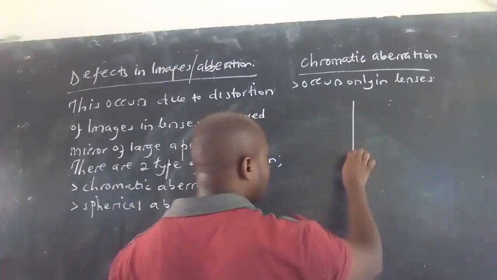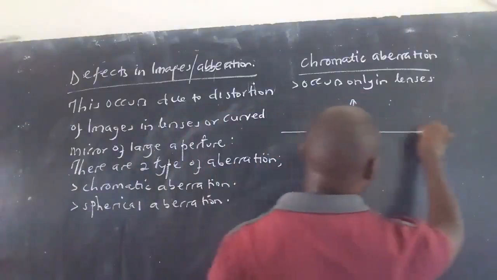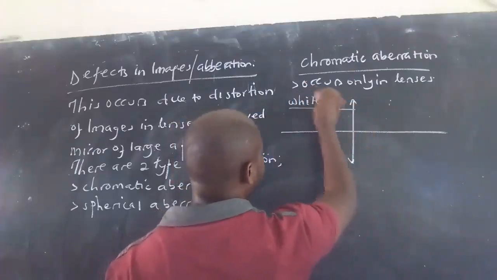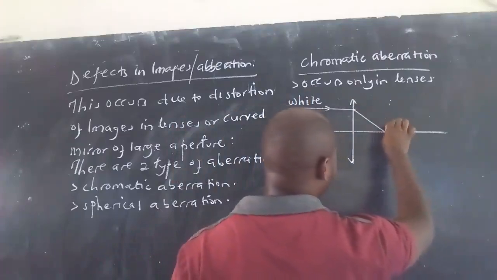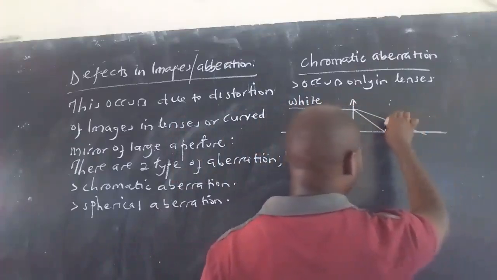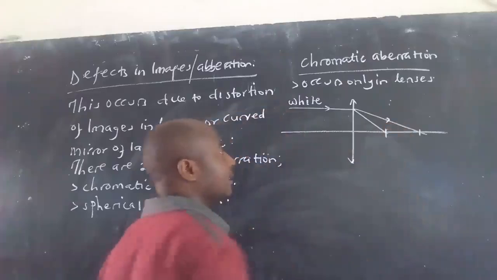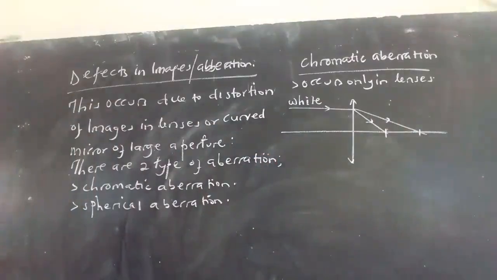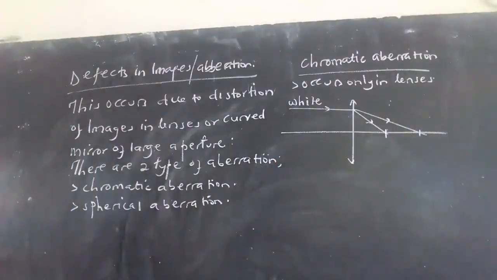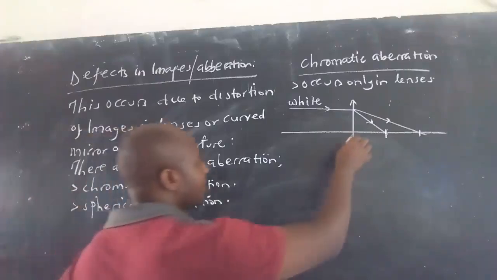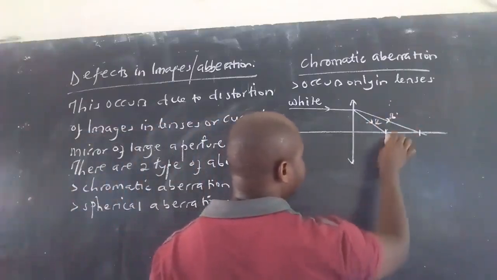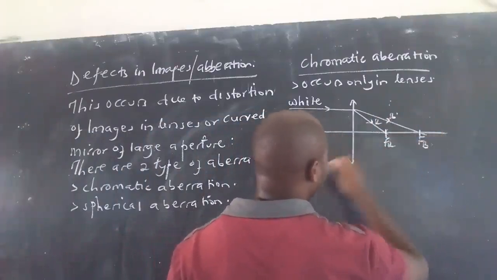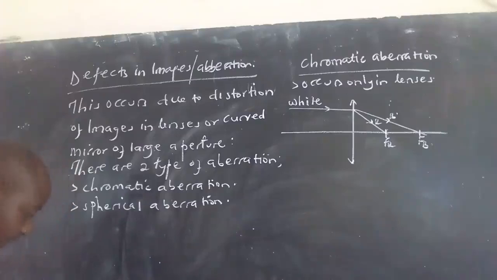Let's have a lens. Then we shall have white light. You know white light is dispersed, or split, by the lens, producing, let me say, red and blue. So this is red, this is blue. This is the focal length for red, and this is the focus for blue.